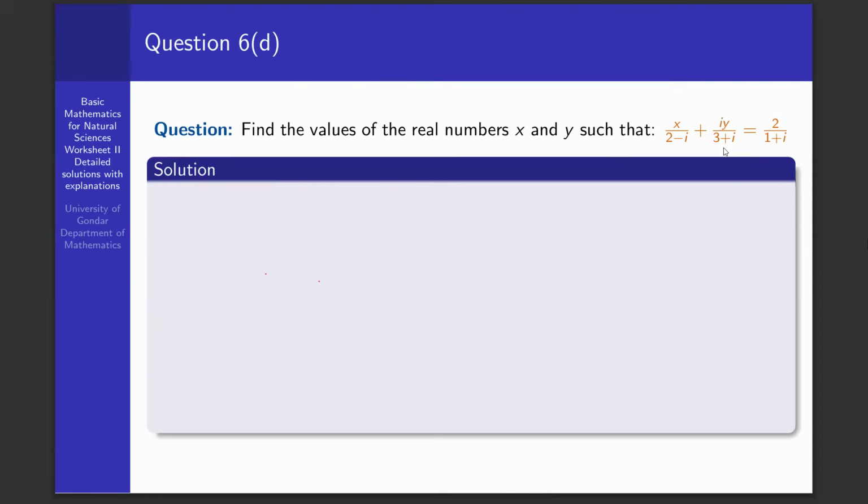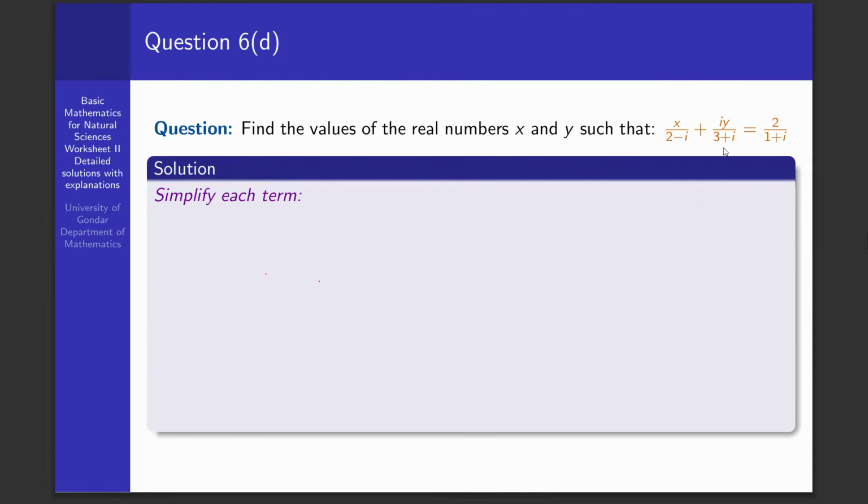So the solution could be, first, let us simplify each term. That means let's write each of the three terms in standard form, that is z equals x plus iy form. To do this, we have to multiply the first fraction by 2 plus i, which is the complex conjugate of this one, and this must be multiplied by 3 minus i, and this one by 1 minus i.